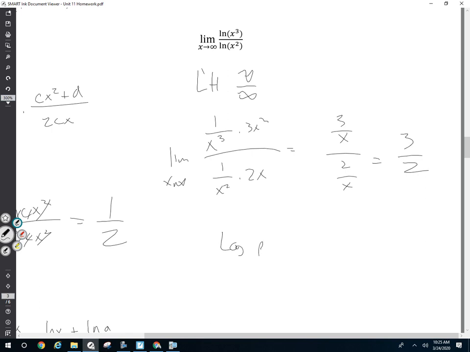Using log properties, you can write this as 3 log x. You can write this as 2 log x. Cancel, cancel. There's 3/2.